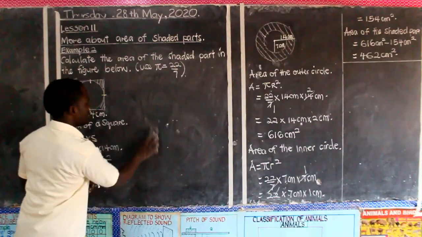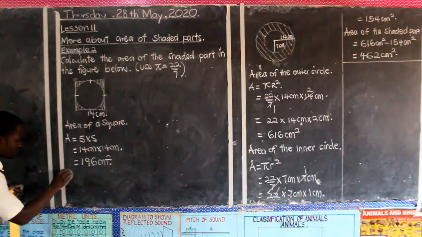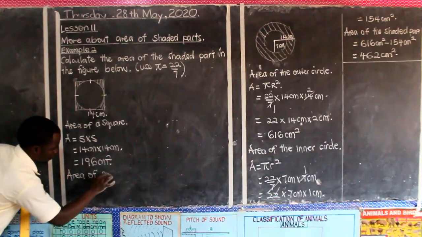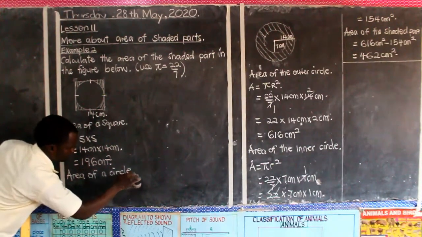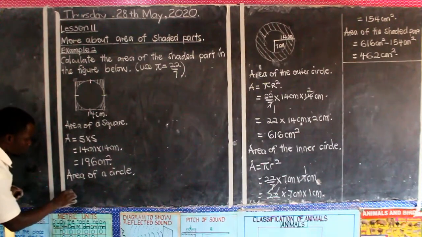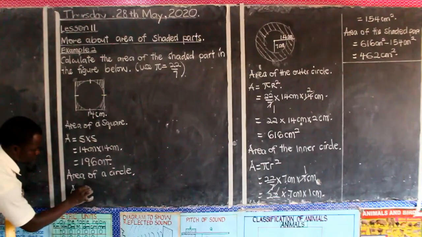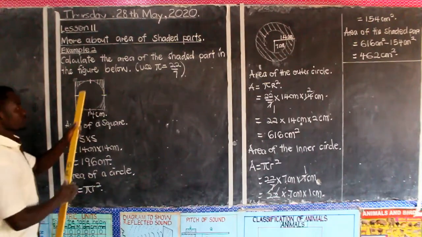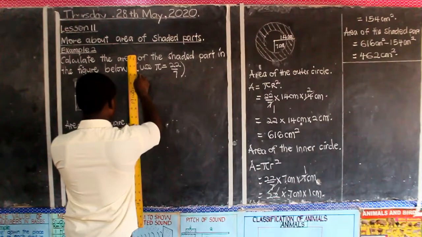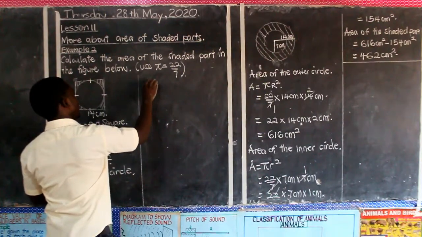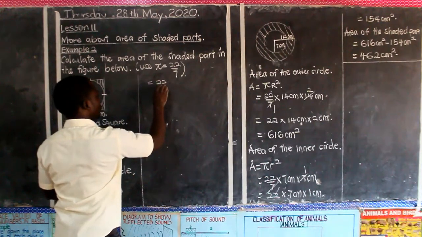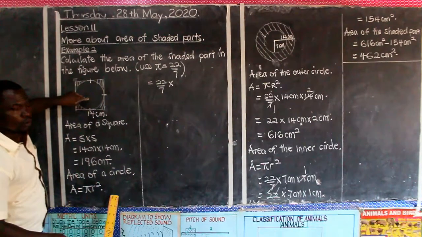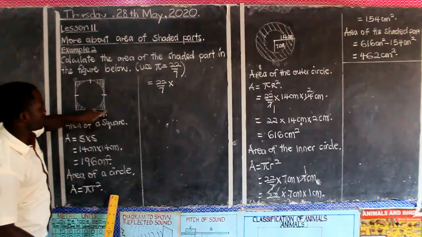Then we shall go ahead and find the area of the circle which is inside. So area equals pi r squared. Area equals 22 over 7 times the radius of this circle. From here up to here is 14.